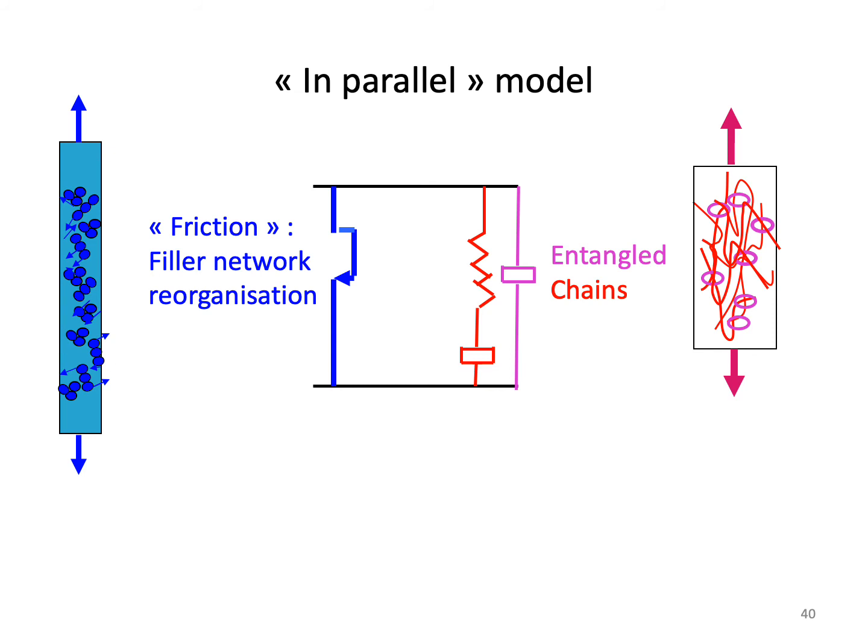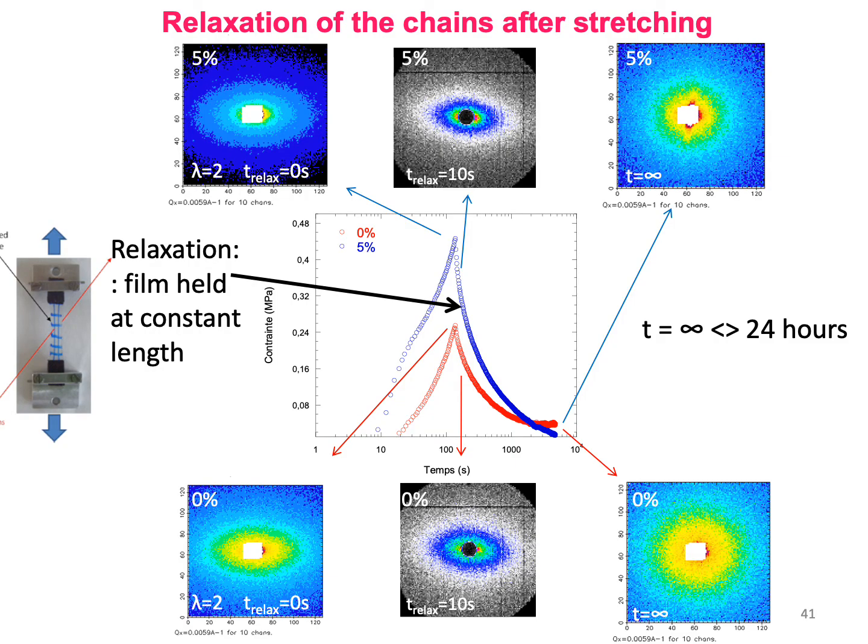This is actually the one we identified before when we compared the first and second and third deformation cycles. And we attributed it at this time to a progressive breaking of a filler network, which one can also call reorganization. Time is passing, but I cannot refrain from showing you the effect of a relaxation on the chain, a relaxation after stretching. That means we keep the film held at constant length. You see that the stress is decreasing progressively with time.